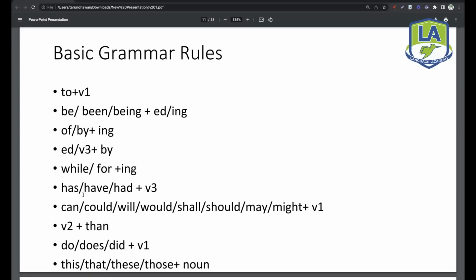And just like we did before, has, have, or had, any of these three come with the third form of verb again. Has provided, had provided, have provided.